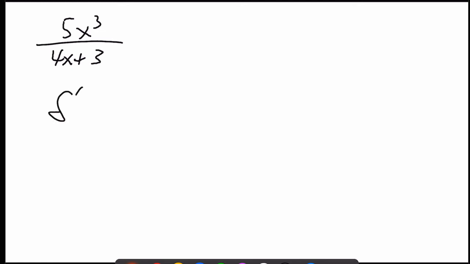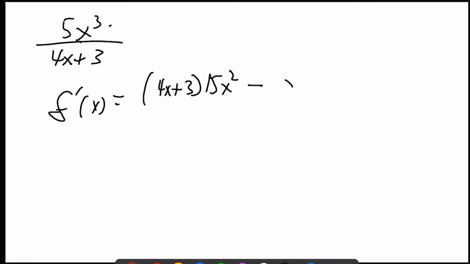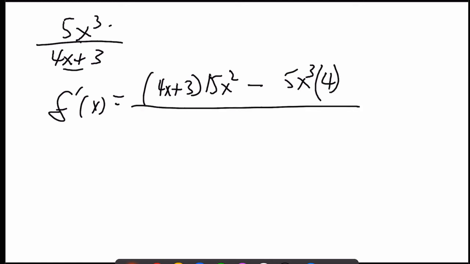So f prime of x is going to be 4x plus 3 times the first derivative of that, which is 15x squared, minus 5x cubed times the first derivative of that, which is 4, divided by 4x plus 3 squared.